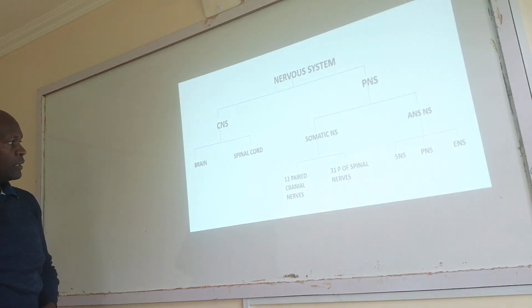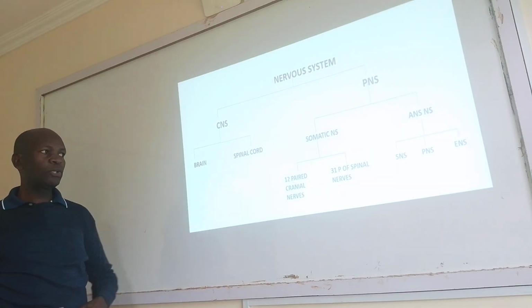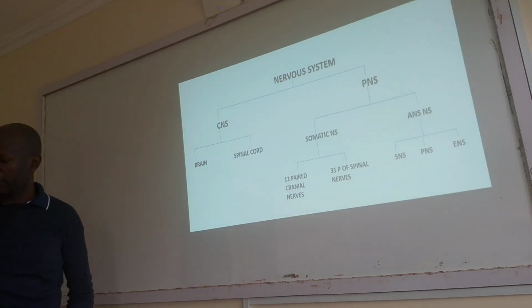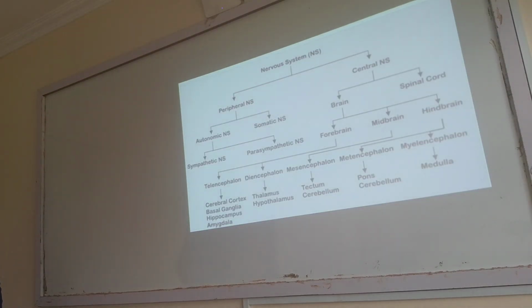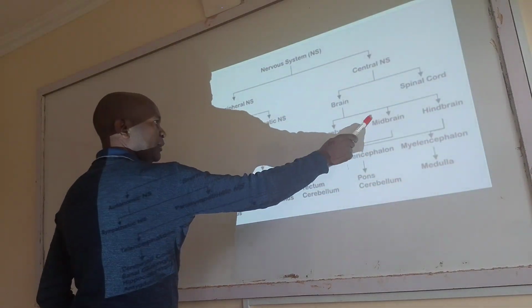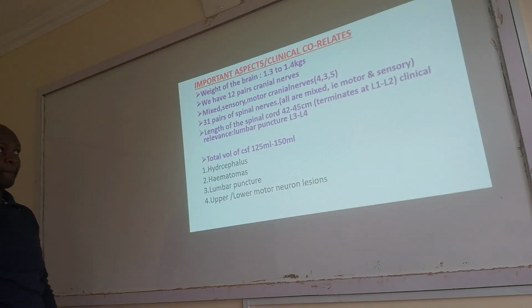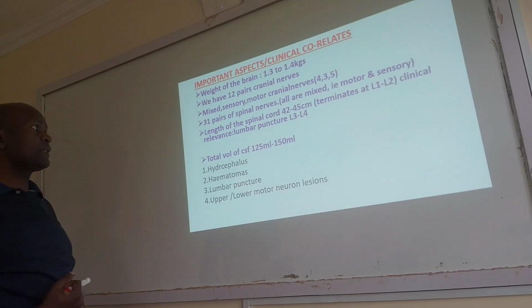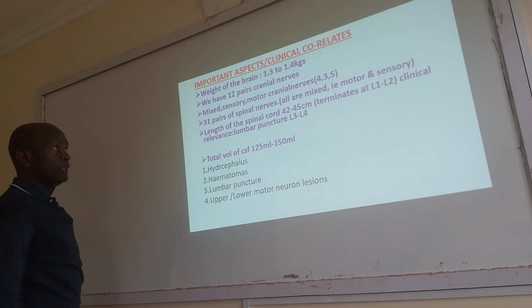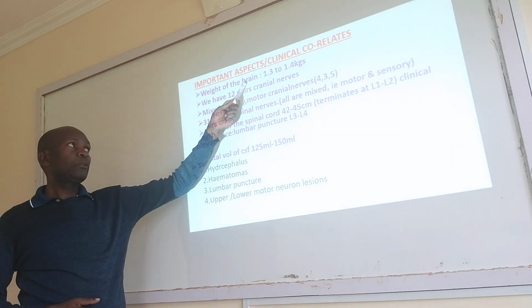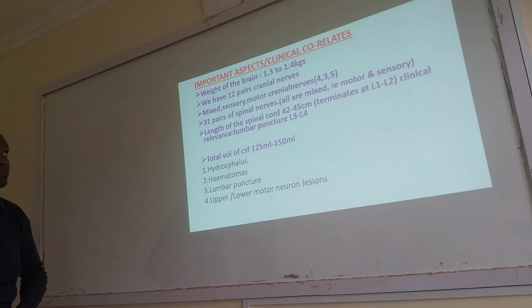So there are some issues that we need to know about: the brain, the spinal cord, the cranial nerves and the spinal nerves, and also the autonomic nervous system. This is still the classification, but this time we have included the parts of the brain, what we call the forebrain, the midbrain, and the hindbrain. Some important aspects you need to know about the brain: the human brain weighs about 1.3 to 1.4 kilograms.